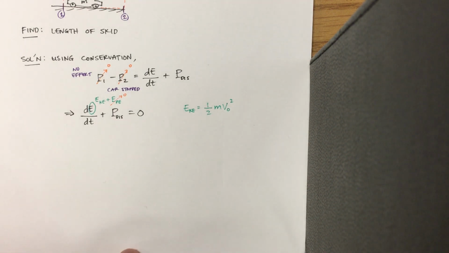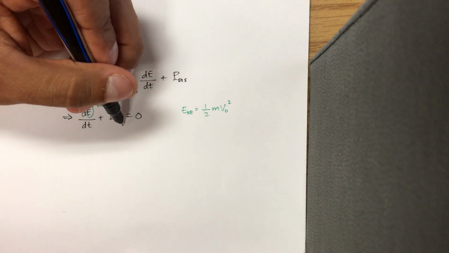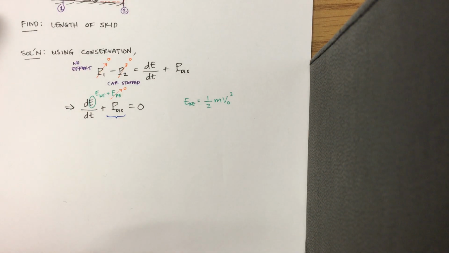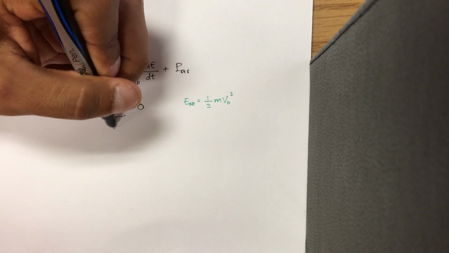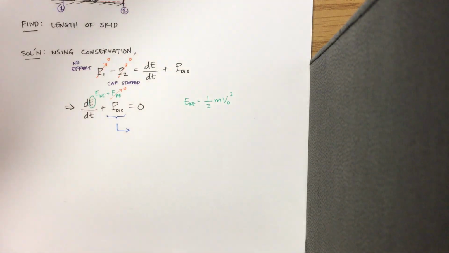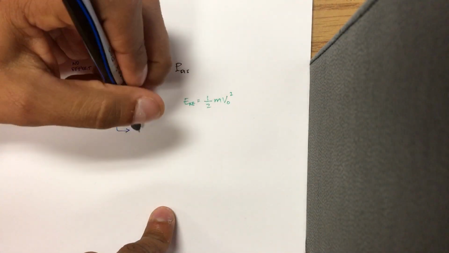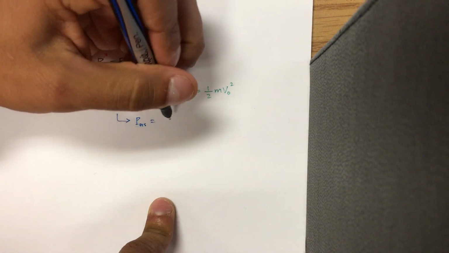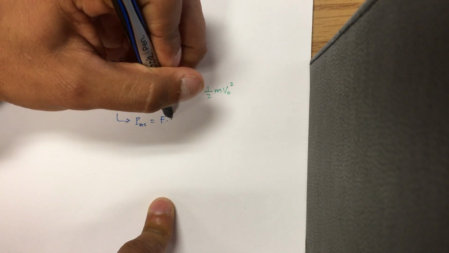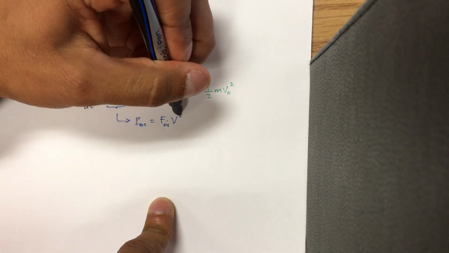All right, so what are we left with? We need to define what our dissipative power is. As we just finished talking about, we can calculate this dissipative power. As you recall, it is simply the integral of F times V, or we can simply write power P dissipative is F times V, where this F here is the dissipative force. And this velocity is a function of time.